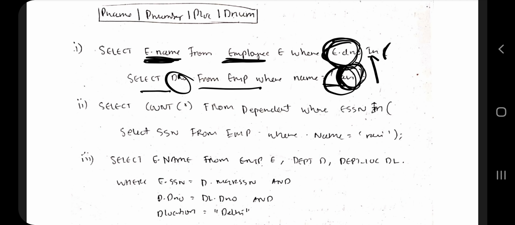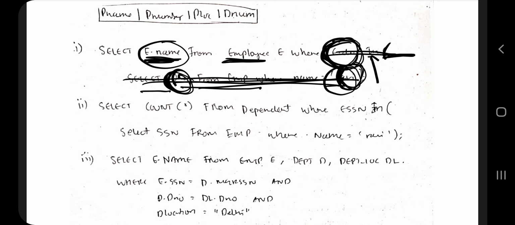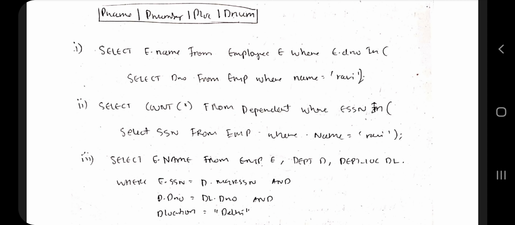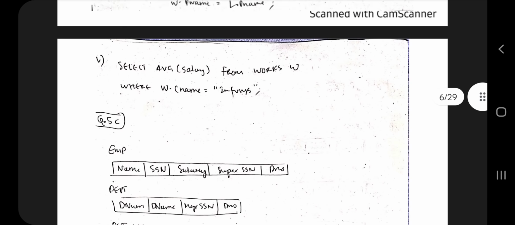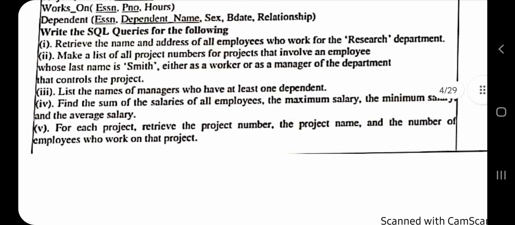So wherever the name is Ravi, whatever the department number is, that will be selected, and the selected department number will be written here, and wherever the same department number matches, those E names will be selected. So that's all we needed, the employees who work in the same department as Ravi. Okay, that's how you approach this question.